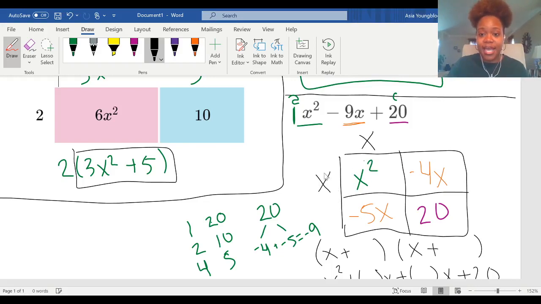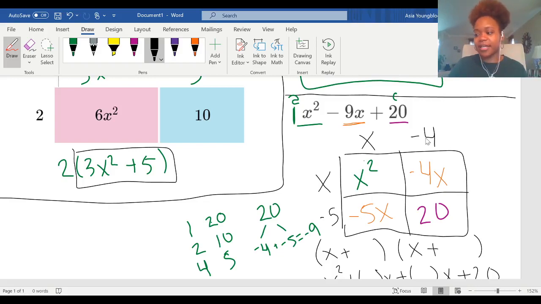To check that, we see x times x is x squared. If we factor out x from this term, we're going to have negative 4 left. To check that, we would do negative 4 times x is negative 4x. We do the same thing down here. So we already know this has to be x, and this has to be 20. So the only option for this space right here would be negative 5.